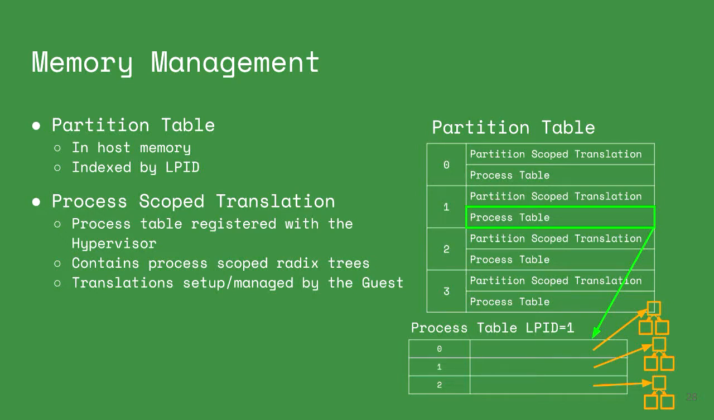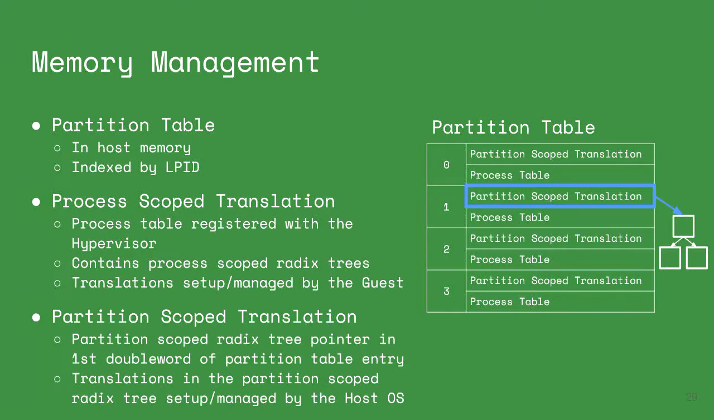So first of all, we'll go into process scope translation. A process table is set up by the guest and registered with the hypervisor, because remember I said the guest manages these translations itself. The location of that table is then stored in the second double word of the partition table entry for that partition. This process table basically contains entries pointing to process scoped radix trees, and that's indexed by PID. And these translations are set up and consequently managed by the guest.